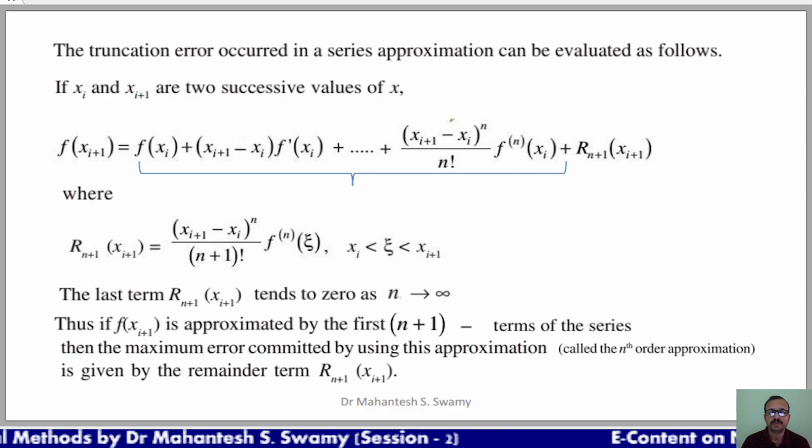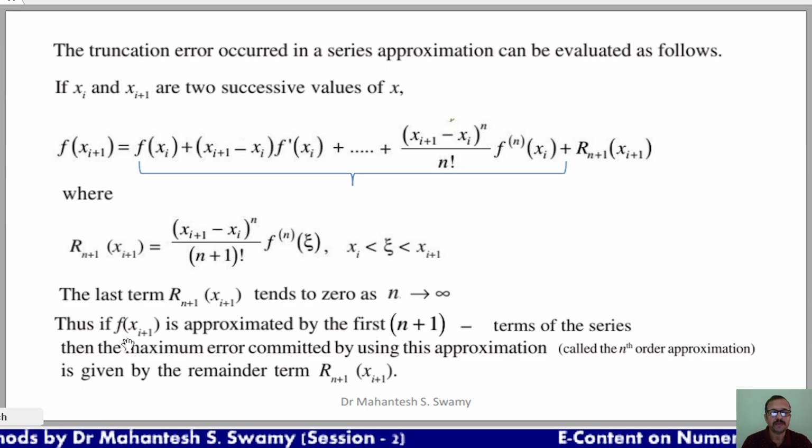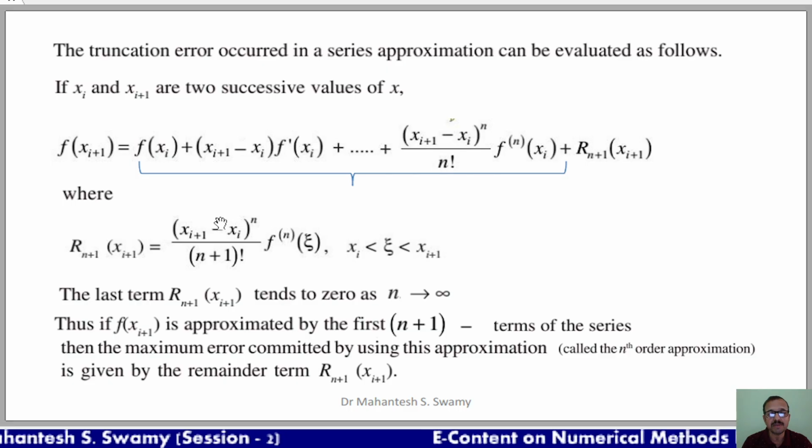Now, how to evaluate? See what it is being told here. If this is approximated by n plus 1 terms, then the maximum error committed by using this approximation is given by the remainder. So this remainder will give us the error involved in approximating the Taylor series expansion by considering only n plus 1 terms in the beginning.